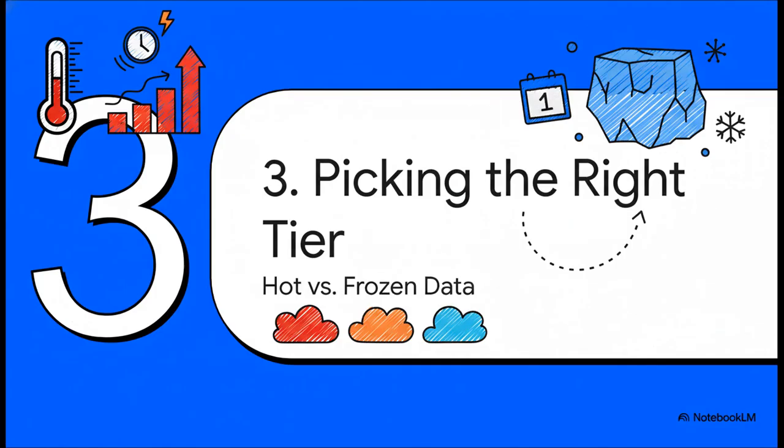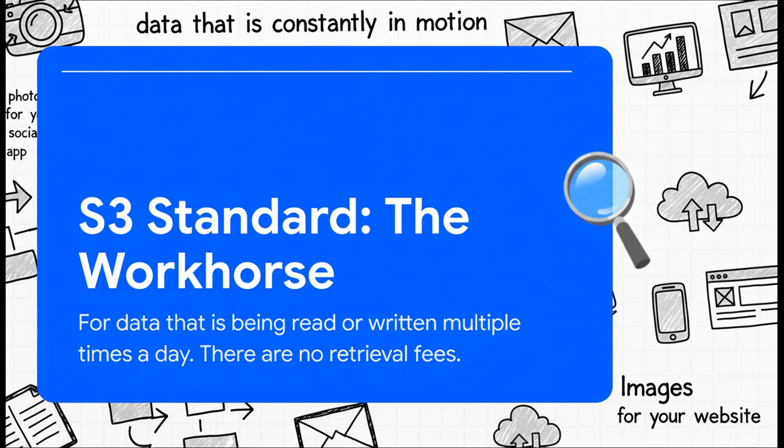This is where the magic happens. The absolute key is matching your data's personality to the right tier. We're going to go on a little tour here, starting with the data you use all the time, your hot data, and go all the way down to the data you might not touch for 10 years, the deep frozen archives. First up, S3 Standard.